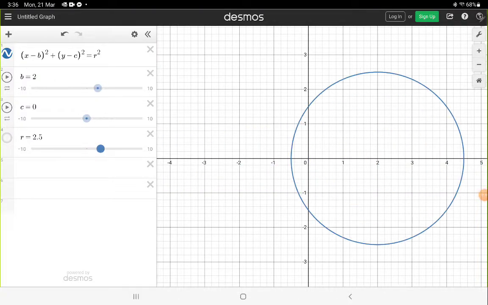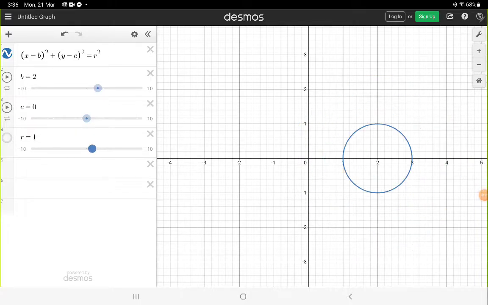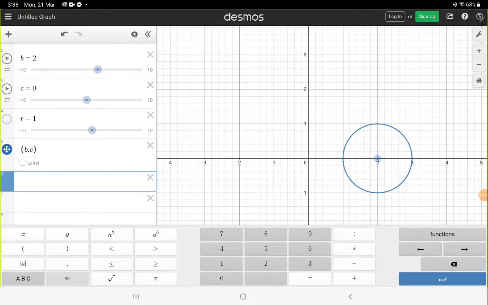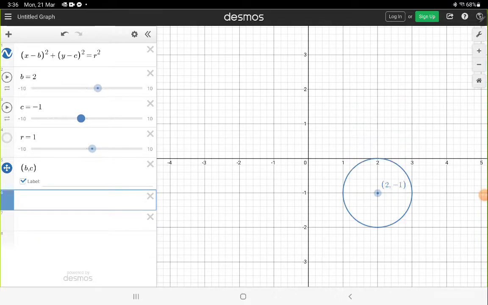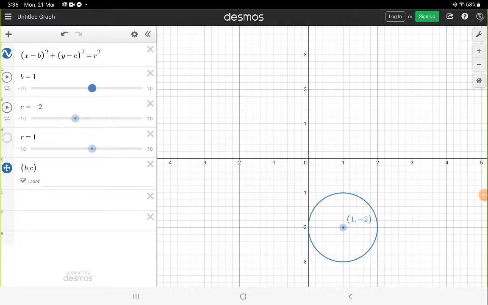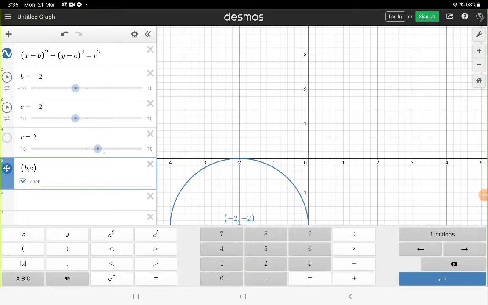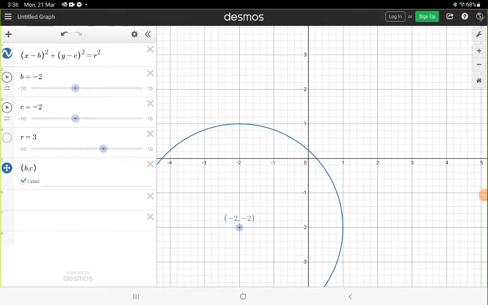And as I increase r, that's going to change the radius, but notice the center stays fixed at the point b comma c. Now as I start to increase c, you can see it moves it up or it moves it down. And you'll notice with the circle function that it can actually have one x-intercept, two x-intercepts, or no x-intercepts. Similarly for y-intercepts, it can have no y-intercepts, one y-intercept, or two y-intercepts. So this function is quite an interesting one because depending on what the radius is and where the center is, that is going to determine how many x and y intercepts you can end up having.